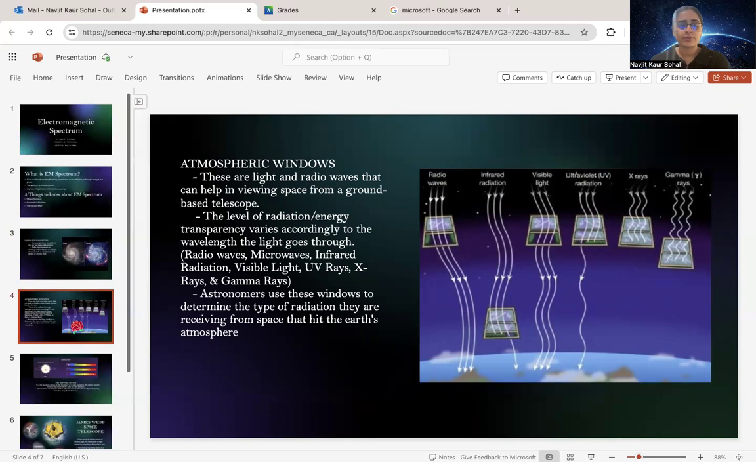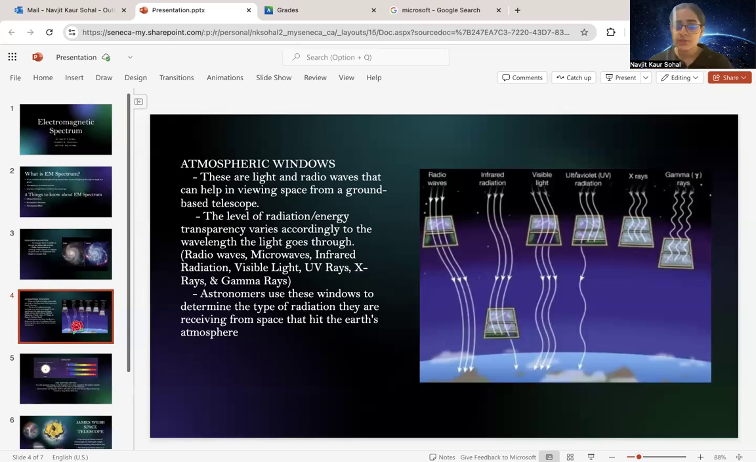So the difference between infrared and atmospheric windows is that in infrared radiation, we're able to see what type of radiation we're receiving. However, in atmospheric windows, we're able to see the intensity of radiation we're receiving, what type of wavelength it is, and how strong this radiation is that we're receiving from outer space to the Earth's atmosphere. That's the difference between atmospheric windows and infrared radiation.